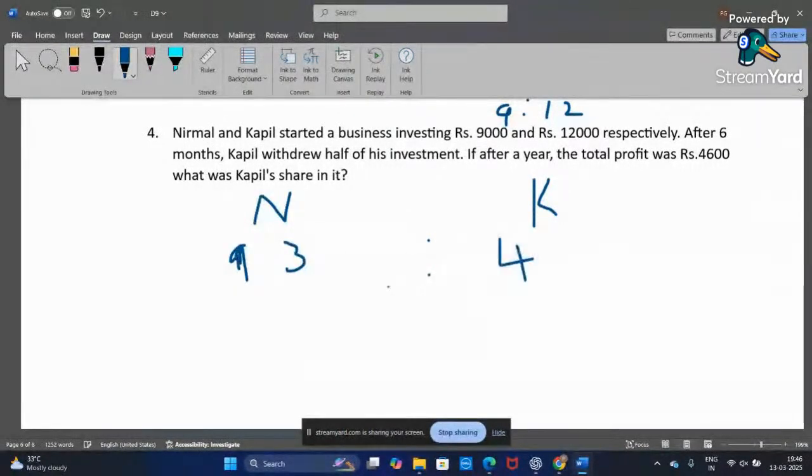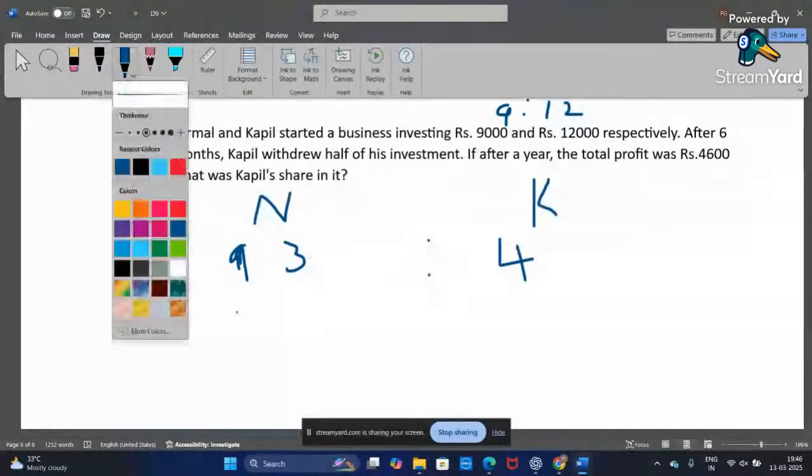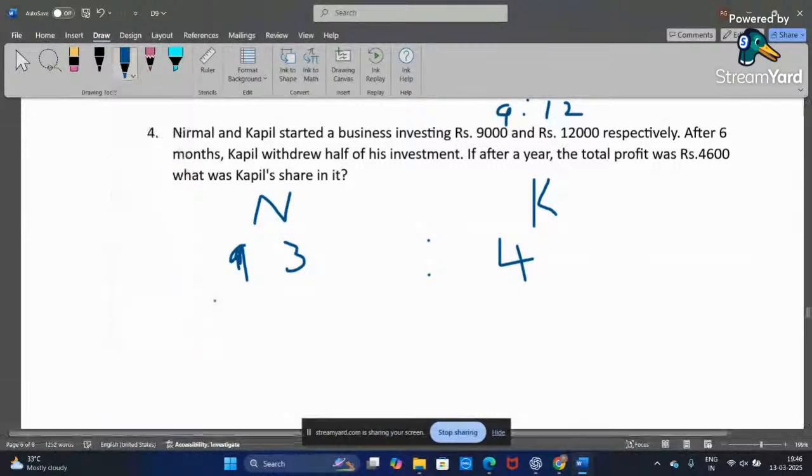Then after 6 months, Kapil withdraws half of the investment. See, Nirmal has not taken out the amount. The investment amount was there throughout the year. So 3 into how many months are there? 12. Because he has completed the whole year with the starting investment.